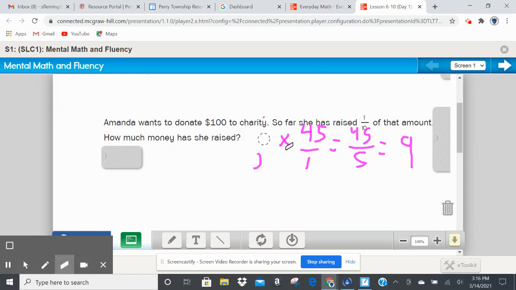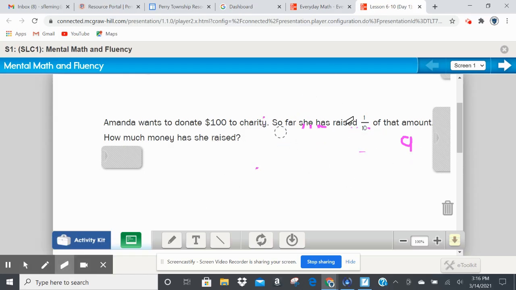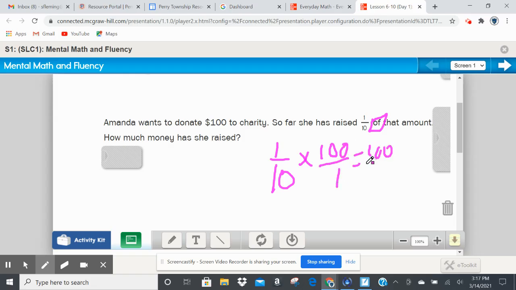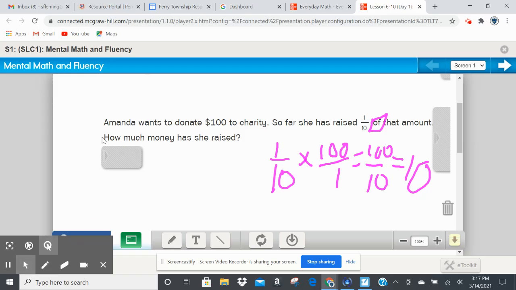Yes, 9 shells. What if we did the other one? Let's take a look. Amanda wants to donate $100 to charity. So far, she has raised 1/10 of that amount. How much has she raised? So I need to find 1/10 of, clue word, which means multiply, of 100. If I multiply across, I get 100 over 10, which 100 divided by 10 equals 10. So she should have raised $10. Let's move on into our lesson today.